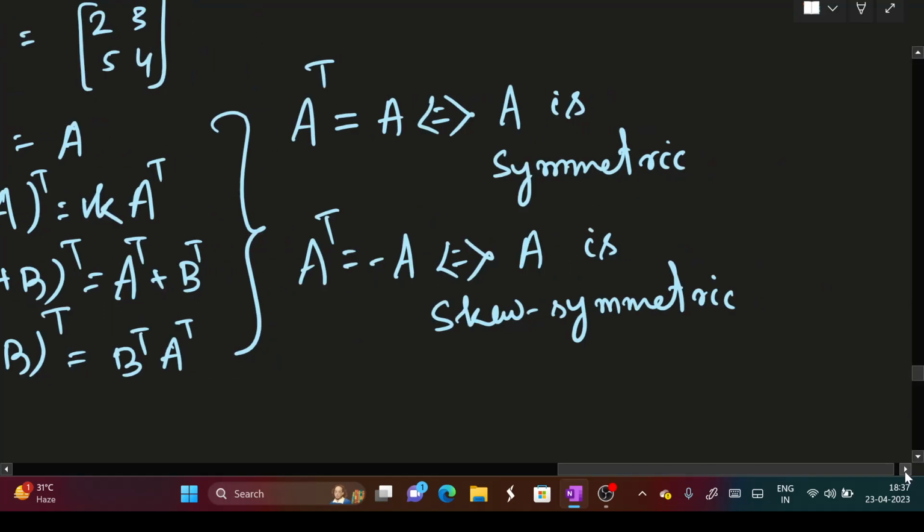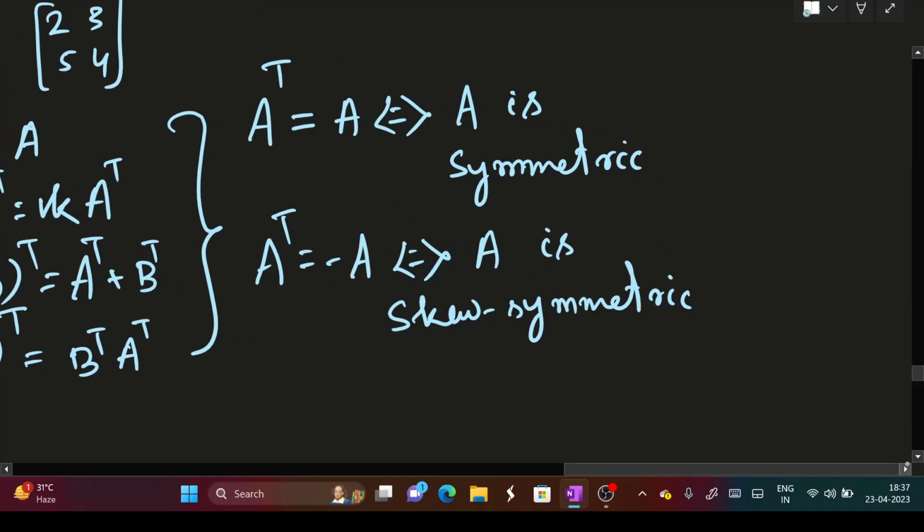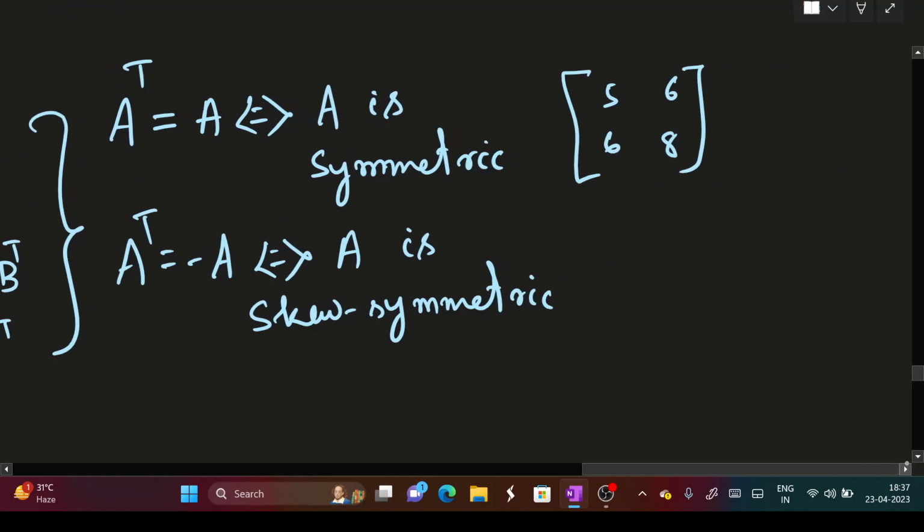In this case, let us write down an example. Here, what will happen? The diagonal elements can be arbitrarily selected, 5, 8. And the transpose positions, that is the 1, 2 position and the 2, 1 position, should have the same element. Suppose 6, 6. It is a 2 cross 2 symmetric matrix.